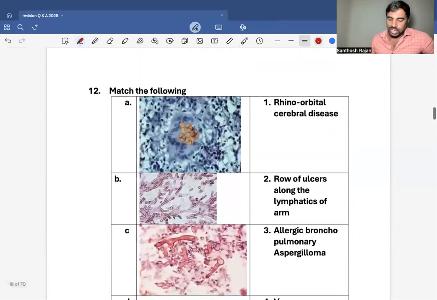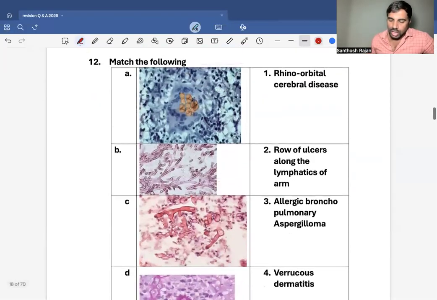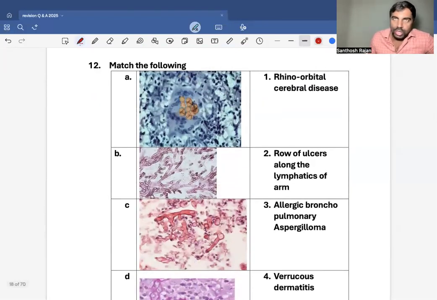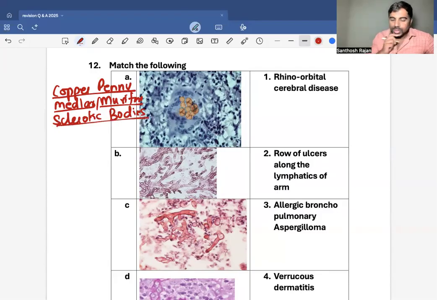Again, mycology. This is another examiner's favorite question. You can't leave this. What I'm seeing here is a copper penny, also called medlar bodies or muriform cells. So many names for the copper penny: medlar, muriform, sclerotic bodies. These are sclerotic bodies. It looks like a copper penny only, like a coin, right? That's one.